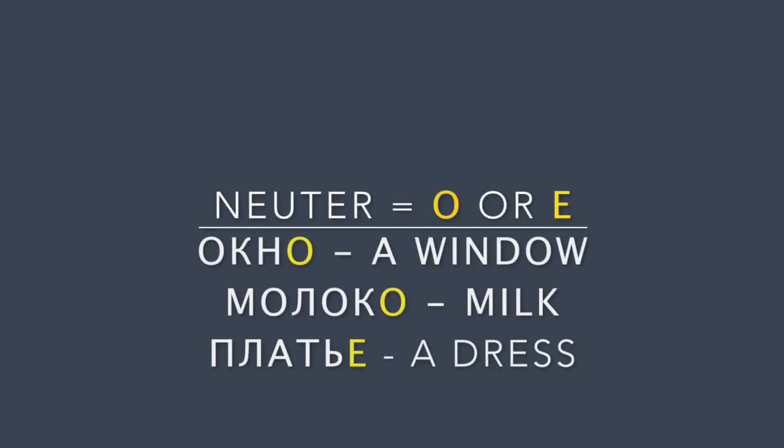The last gender is neuter, and the endings for neuter are o or ye. For example, окно, a window, it ends in o, or молоко, milk, also ends in o, or платье, a dress, ends in ye. Some words in Russian end in a soft sign.